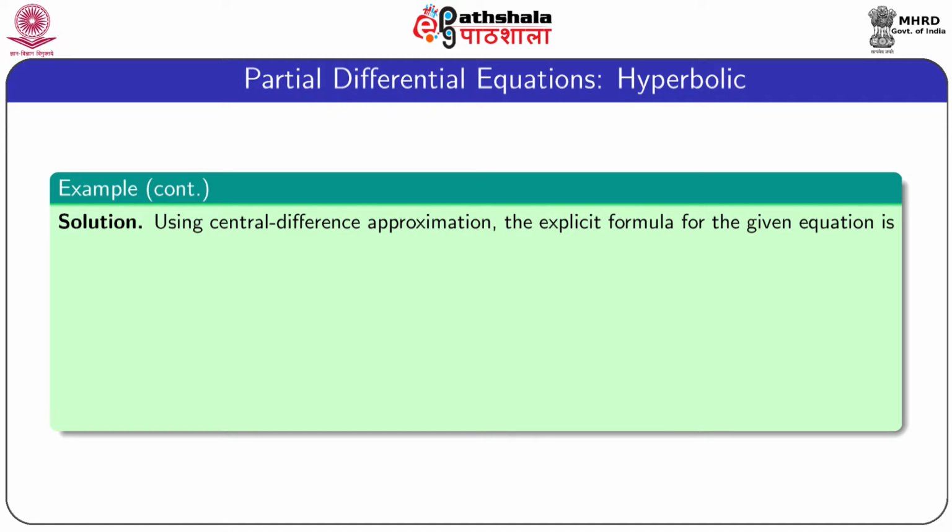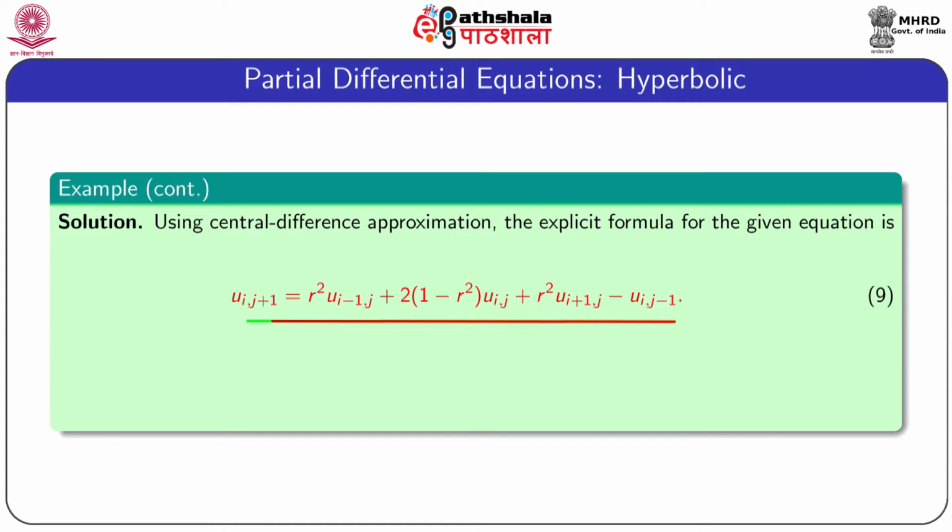Using central difference approximation, the explicit formula for the given partial differential equation is u_{i,j+1} equal to r square u_{i-1,j} plus 2 into (1 minus r square) u_{i,j} plus r square u_{i+1,j} minus u_{i,j-1}. Note that four values are required to calculate the values of u_{i,j+1} for different values of i and j.